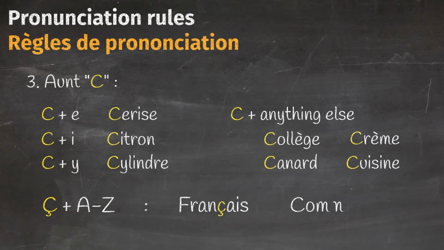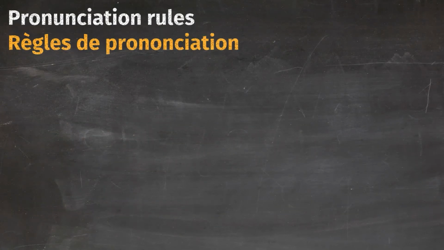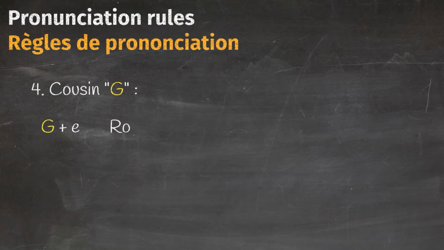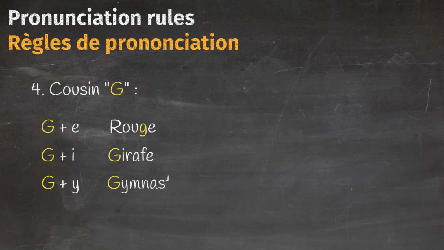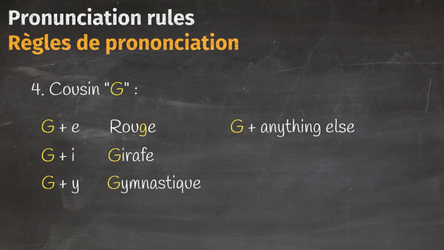Français, commençant. Number 4, cousin G. If there is an E after G, it sounds like J. Rouge. If there is an I after G, it also sounds like J. Girafe. And finally, if there is a Y after G, it also sounds like J. Gymnastique. And if there is anything else after G, it sounds like G.